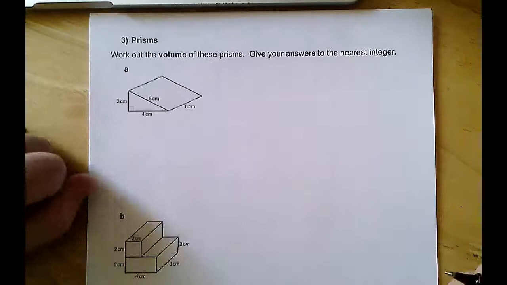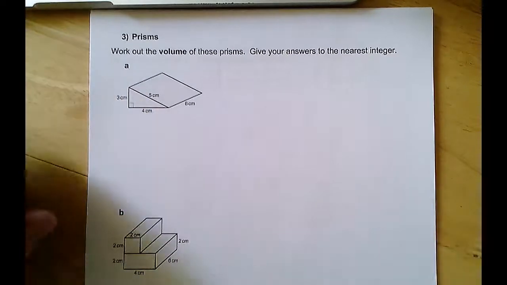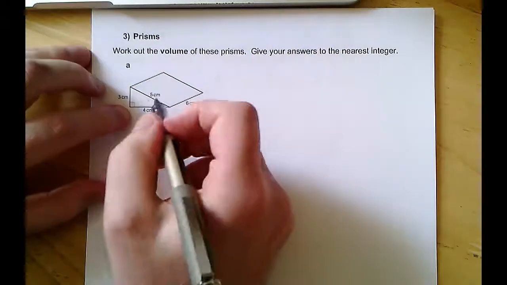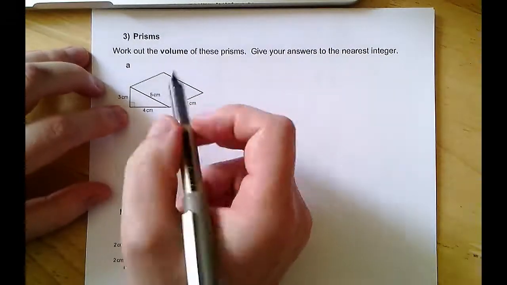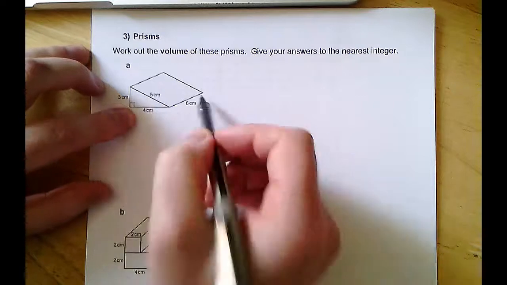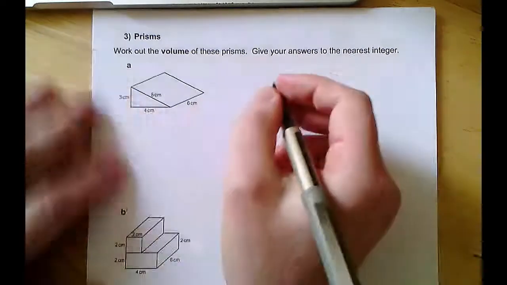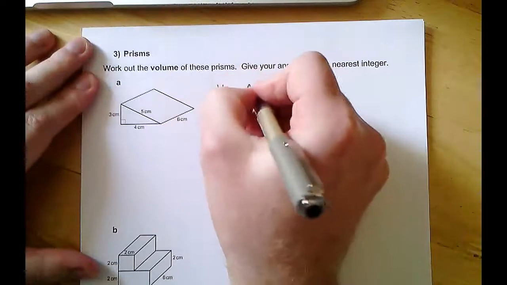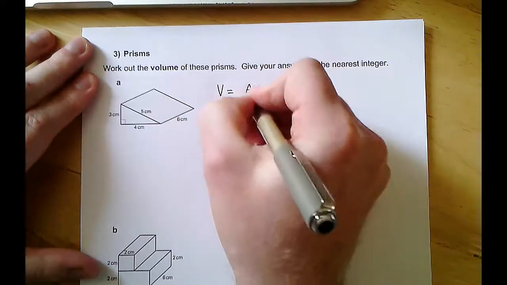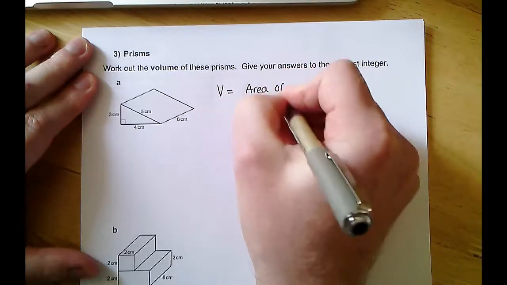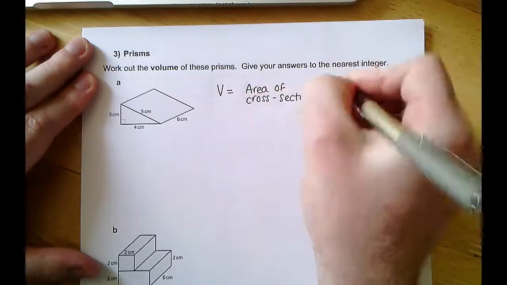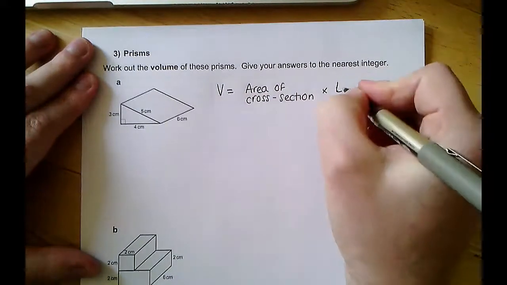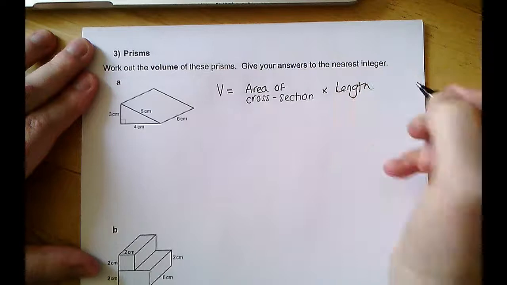the definition of a prism is a shape that has the same cross section throughout the shape. So our general formula for the volume of a prism is the area of the cross section multiplied by the length. So volume is area of cross section multiplied by the length, or the height.